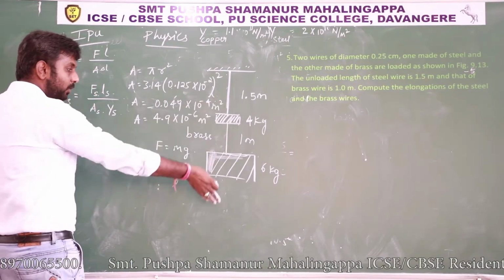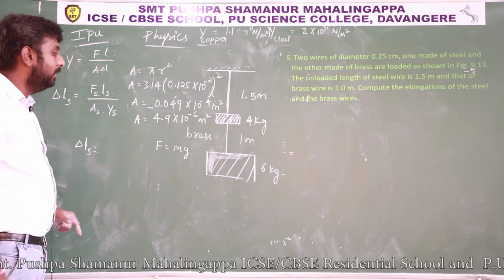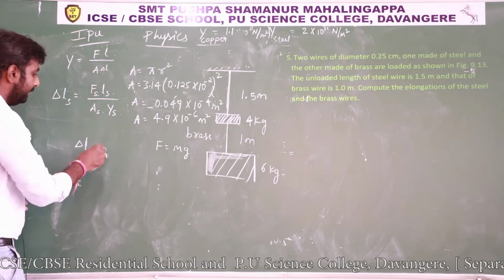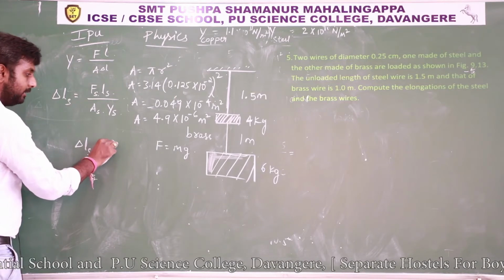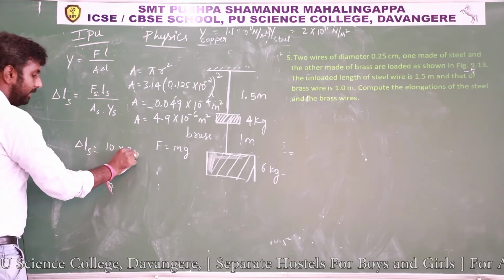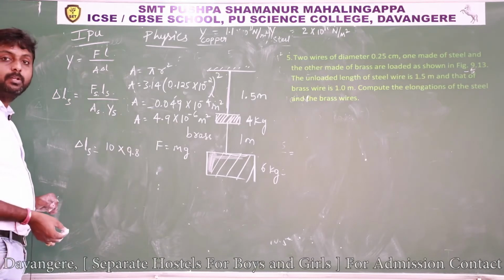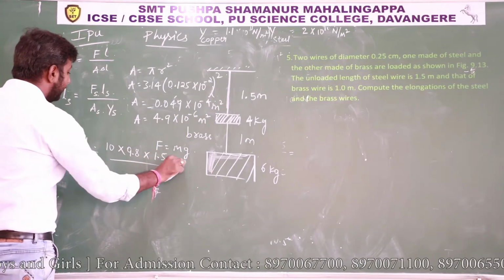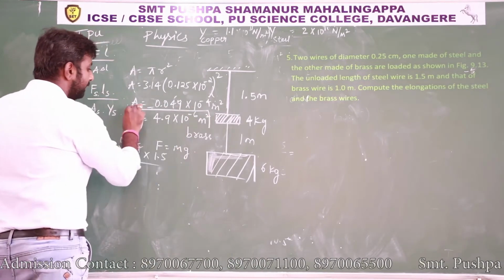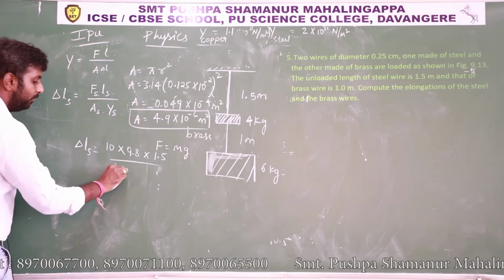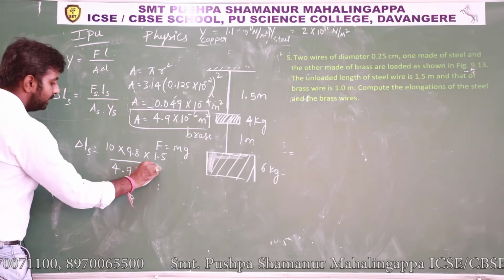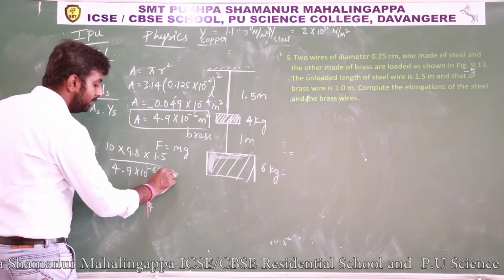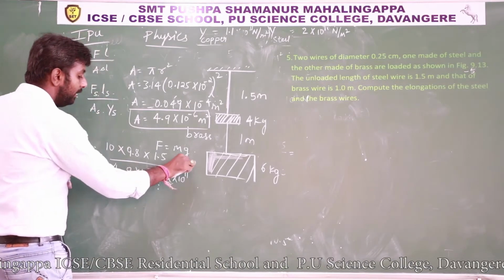So mass is given, total mass is 10 kg for the steel wire, and g means acceleration due to gravity. Then for F, I will substitute the mass, 10 kg, into acceleration due to gravity, take it as 9.8 meter per second square, and the length of the steel wire is 1.5, divided by area. The area we have calculated, that is 4.9 into 10 to the power minus 6, multiplied by Young's modulus of steel wire. Young's modulus of steel wire value is 2 into 10 to the power 11.